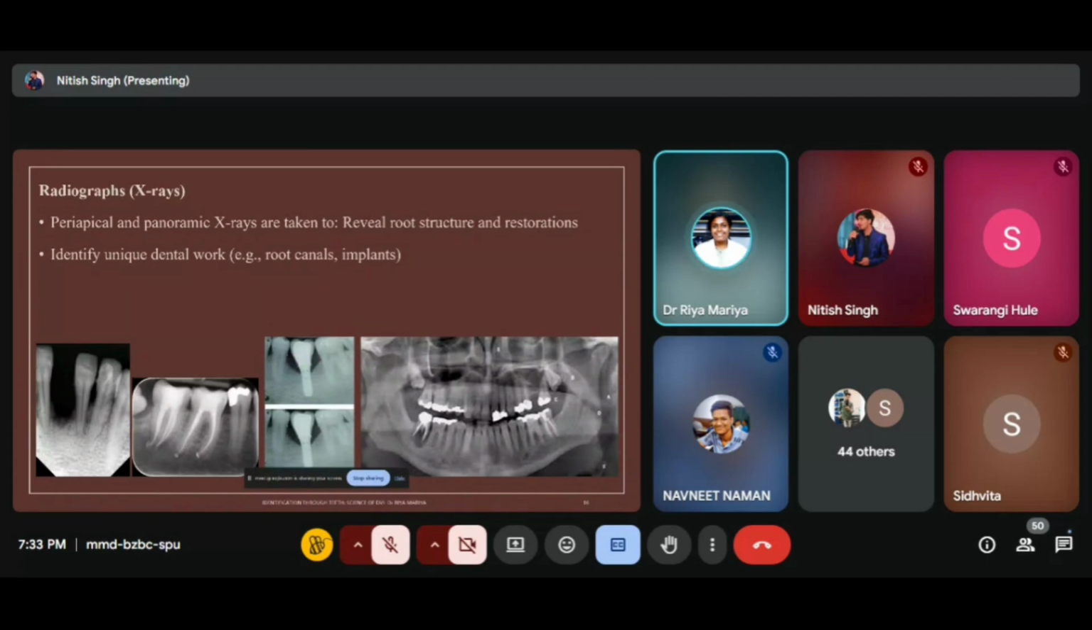If we look at a tooth from outside, someone out of the dental field cannot understand whether the tooth is endodontically treated or not, root canal treated. But if we take the X-ray, we can see that clearly. We can see that the particular tooth is endodontically treated. So these are all unique features that can be identified from radiographs.